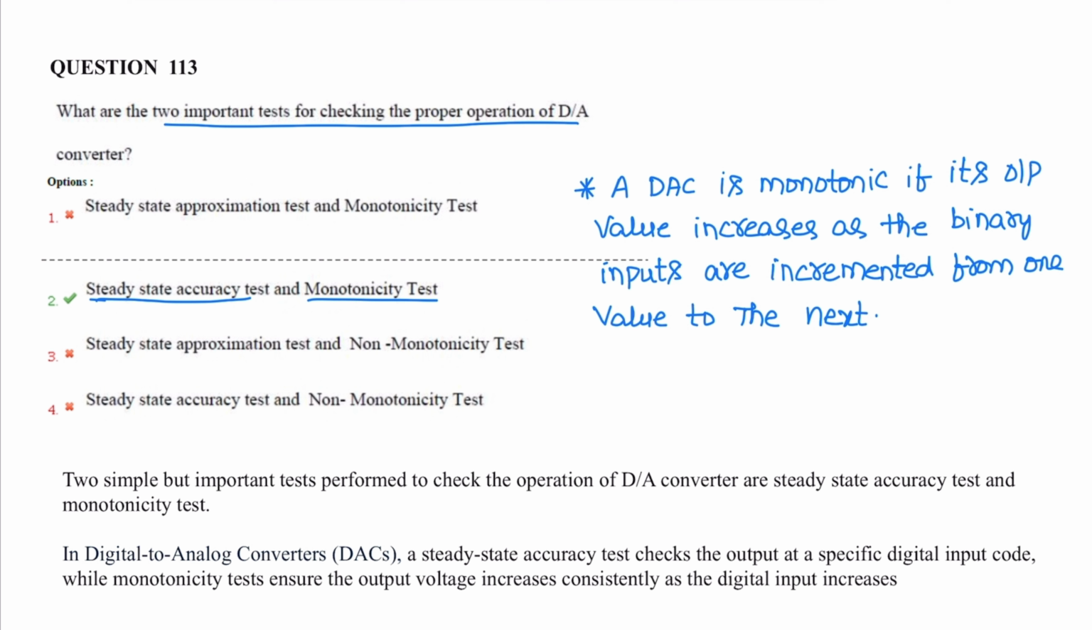It checks the output for a specified digital input code. And the monotonicity test ensures the output voltage increases consistently as the digital input increases. And these are the two tests used to check the operation of a digital to analog converter.